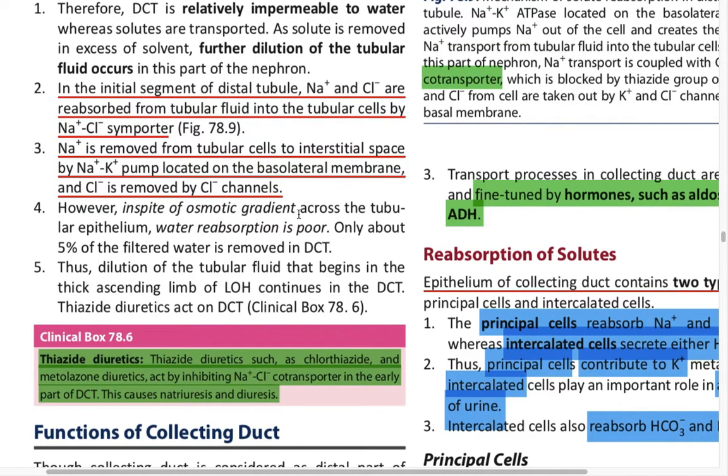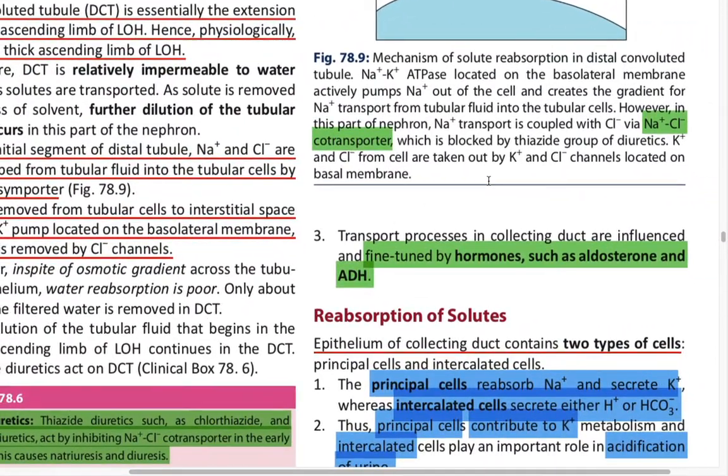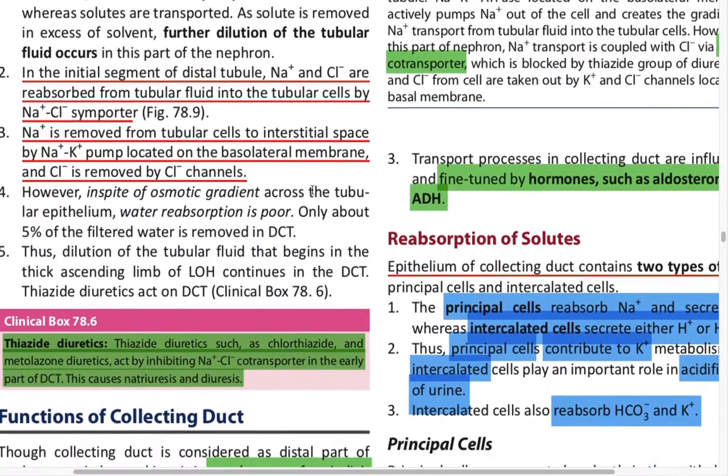However, in spite of the osmotic gradient across the tubular epithelium, water reabsorption is poor. Only about 5% of the filtered water is removed in the DCT. Thus, dilution of the tubular fluid that begins in the thick ascending limb of the loop of Henle continues into the DCT. Thiazide diuretics act on the DCT's Na+ Cl- co-transporters.